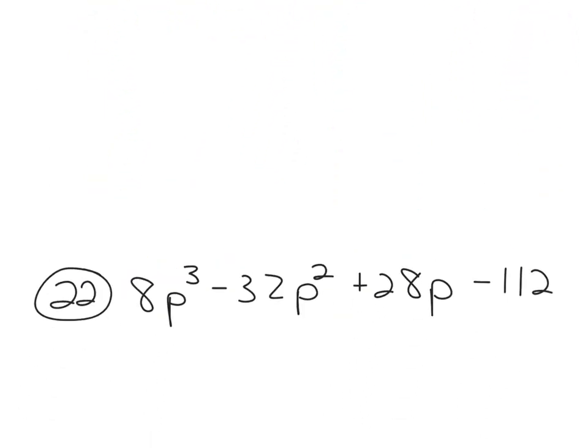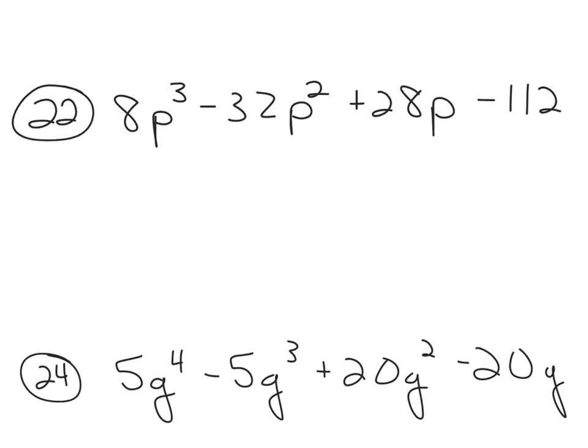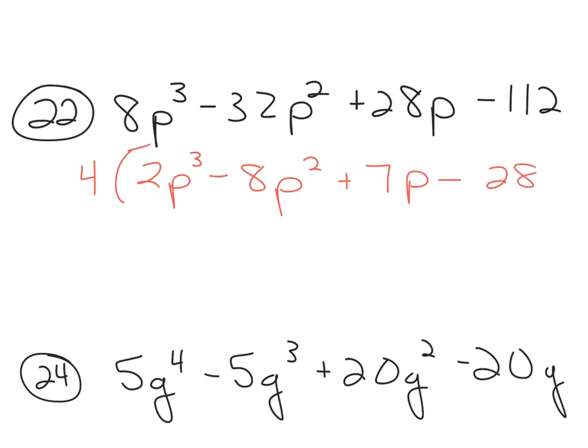Okay, all right, number 22 here. So on this one, this is GCFs. So I'm going to go ahead and pull out a 4. Let's pull a 4 out of all parts. So I'm going to get 2p to the third minus 8p squared plus 7p minus 28 when I do that. And actually, I'm going to make these closed off brackets just to make the parentheses a little easier to understand. Now once you pull your GCF, you're right back to grouping.